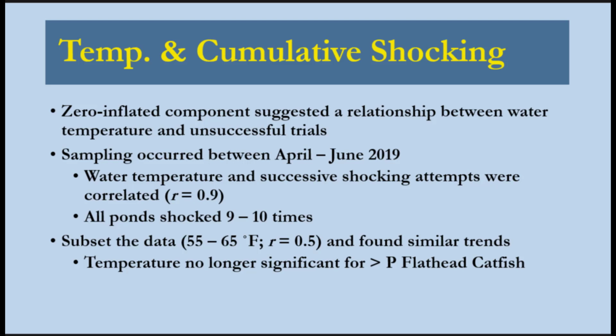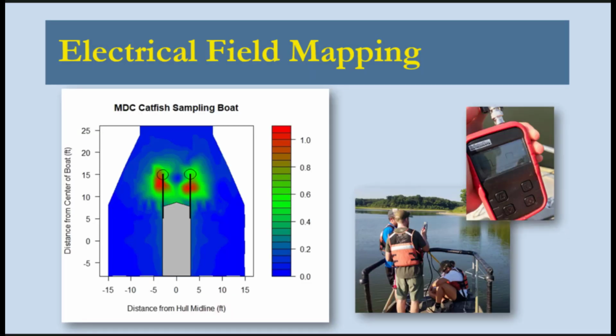So we took a subset of the data based on a cold water sampling group that NDC uses. In this temperature group, the correlation was 0.5, a little less correlated, because as temperatures were increasing, we had some rain events that dropped temperature while we were still shocking the ponds. We found similar trends in the data, except temperature was no longer significant for large flatheads, but that's something we're going to look into a little more.